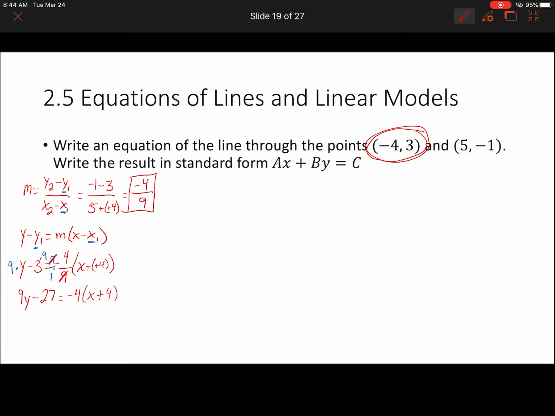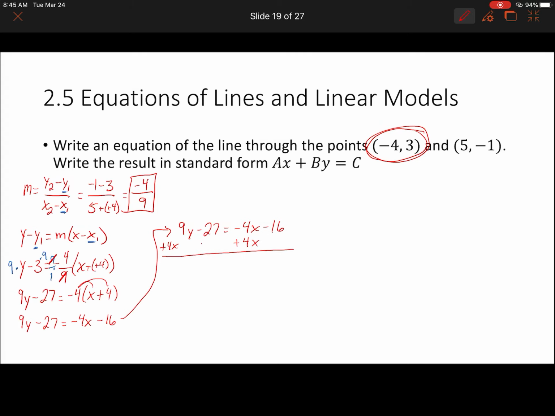And so to put it in standard form, we need the x term and the y term on the same side and constants on the other. So we do need to distribute this negative 4. So we have 9y minus 27 equals negative 4x minus 16. So I'm just going to rewrite that here. And now we want to move the x and y to the same side and constants to the other.